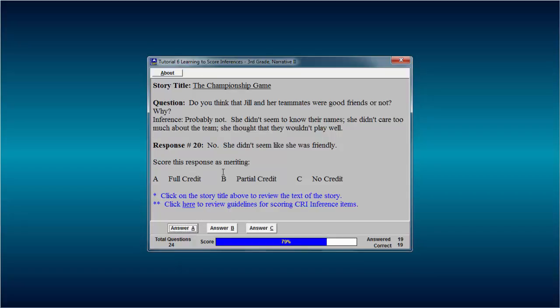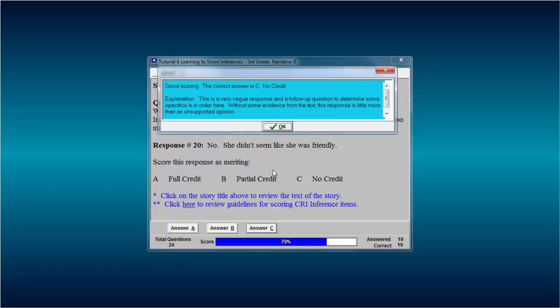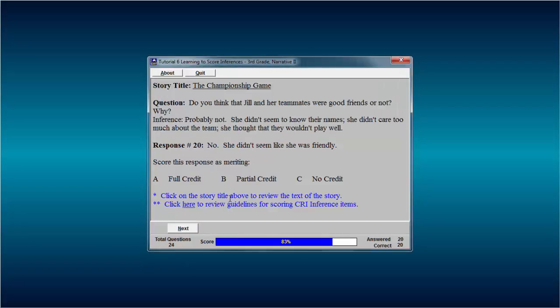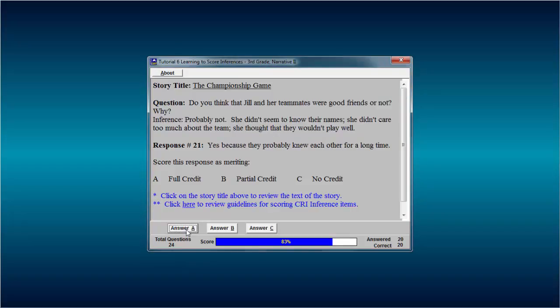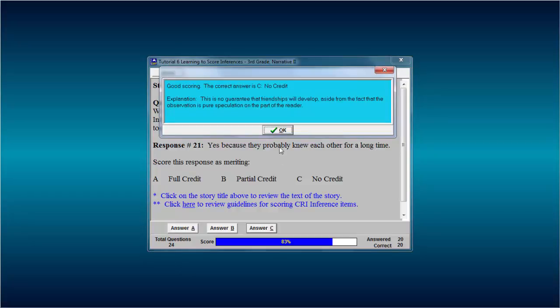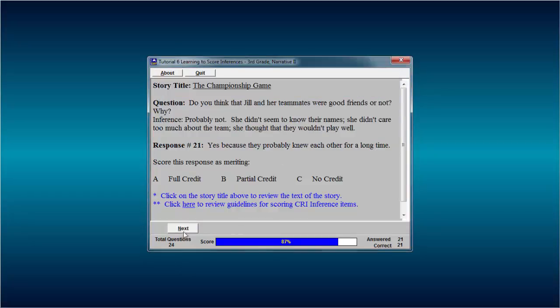No, she didn't seem like she was friendly. Here's a probing. We need to probe. But without that, we can't give credit. That takes us now to 21. Yes, because they probably knew each other for a long time. Now that might be true, but that's pure speculation, and therefore no credit.